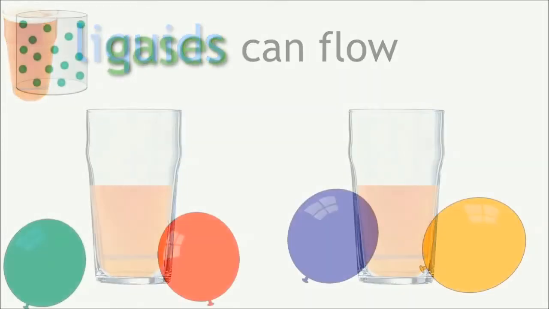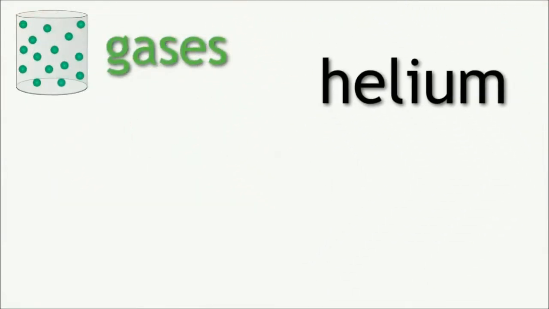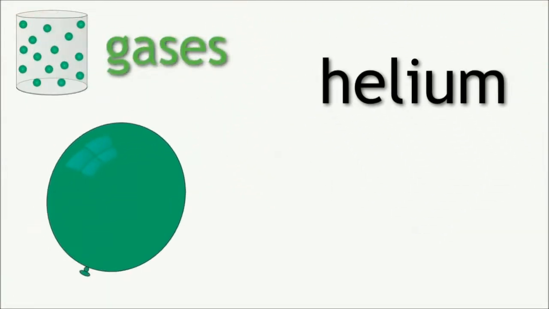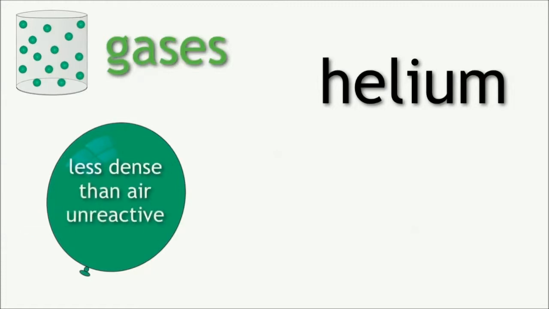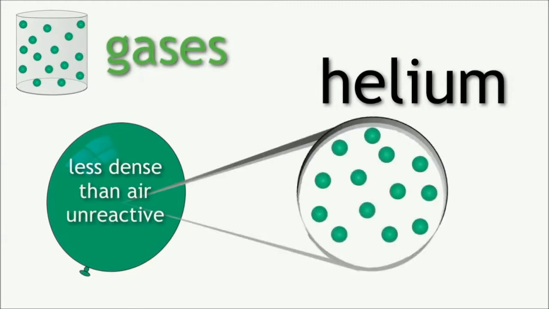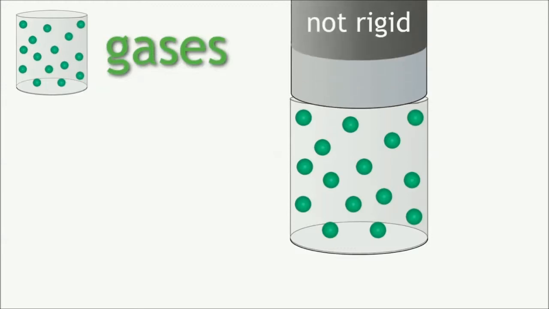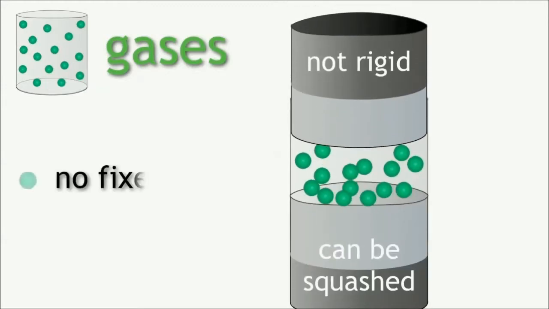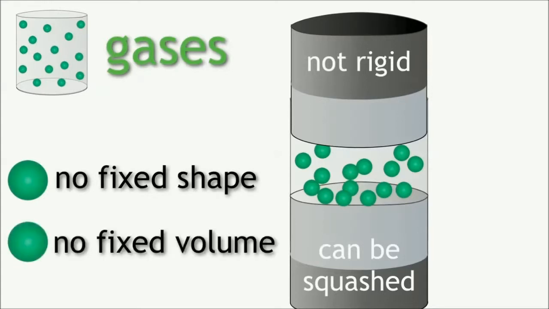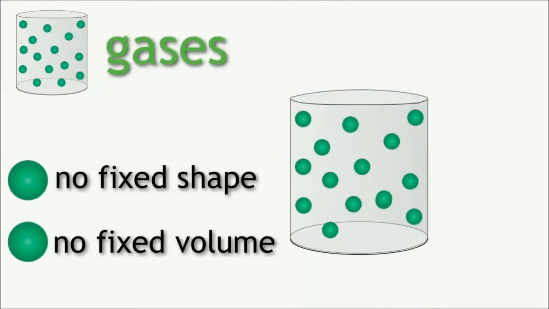Finally, let us look at gases. An example of a gas is helium. This is the gas in party balloons because it is less dense than air and unreactive. Again, as with solids and liquids, the properties of gases depend on how the particles in gases are packed. Unlike solids and liquids, the particles in gases are not closely packed, they're far apart. As a result, gases are not rigid and can be squashed or compressed. They do not have a fixed shape nor a fixed volume. They fill the whole space they are in.